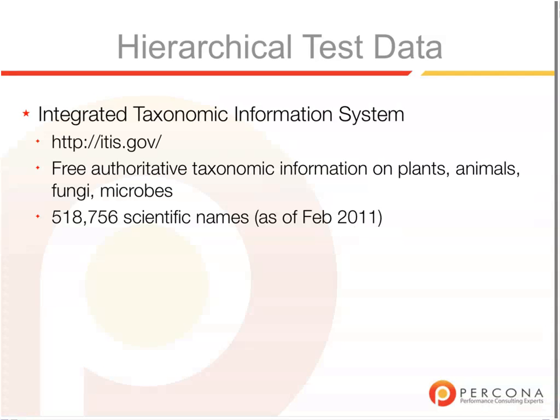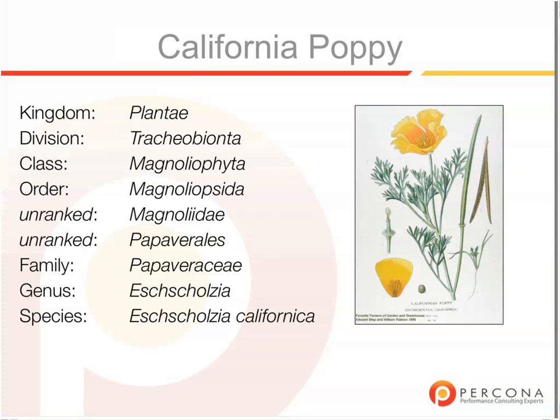For test data, I've used some data from the Integrated Taxonomic Information System. This was a great source of data because there's over 500,000 scientific names for plants, animals, fungi, and microbes. And they are in a free data set that's organized into a hierarchy. So it was a good bit of test data to use for hierarchical testing. So, for example, the California poppy.